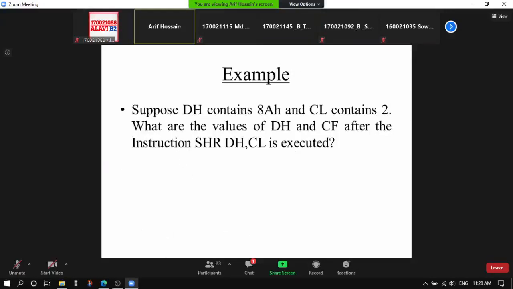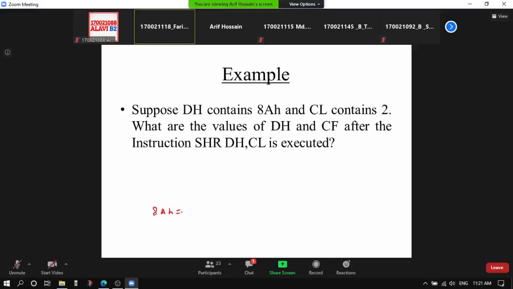So let's look at an example over here, if you understood. Okay, so let me have someone to answer this. Do you have ID 118? Fariha, are you there? Yes, sir. Okay, so help me find the solution of this. Suppose DH contains 8AH. Let me provide you the binary form of 8AH. So tell me, what is the binary form of 8AH?